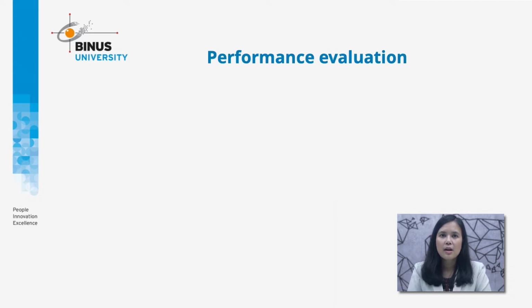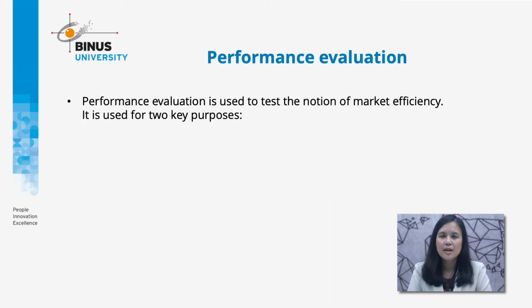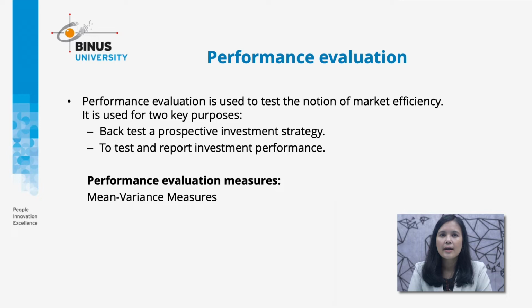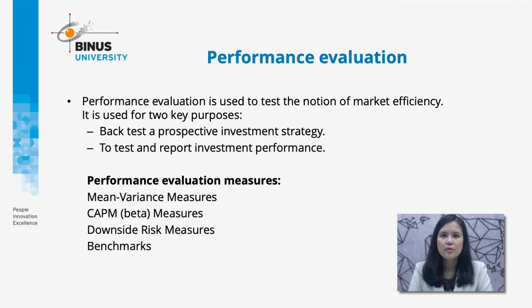Let's talk about performance evaluation in portfolio management. Performance evaluation is used to test the notion of market efficiency. It is used for two key purposes: backtest a prospective investment strategy and test and report investment performance. Some performance evaluation measures include mean variance measures, CAPM or beta measures, downside risk measures, and benchmark. Portfolio performance measures should be a key aspect of the investment decision process. These tools provide the necessary information for investors to assess how effectively their money has been invested.